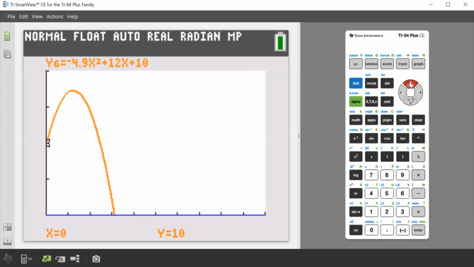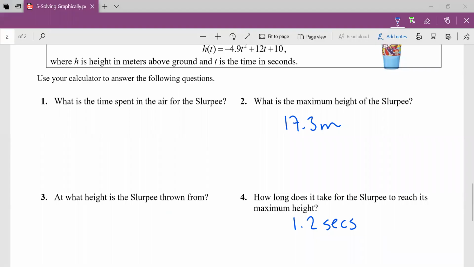So I'm clearly on top of a building. I'm on top of the school, throwing Slurpees off the school or something. It's what I like to do in my spare time.